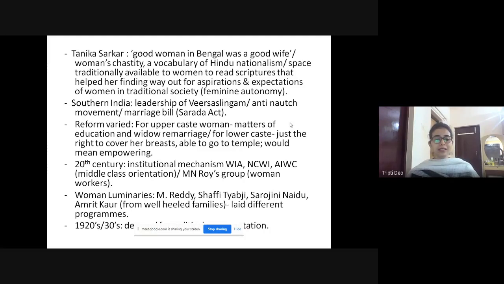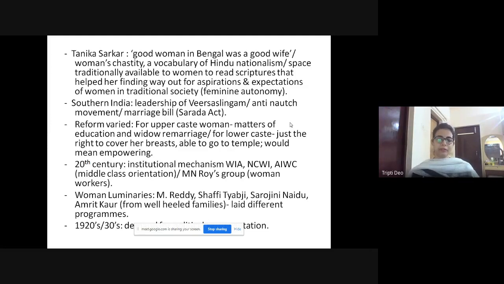For a lower caste woman, just the fact that she was allowed to cover her breasts, or was able to go to the temple, was emancipating for her. That was reform for her. That was empowering for her. So you see, there's no one-fit box for everybody. Every woman of different castes or classes has certain needs or certain expectations from society, and that gets fulfilled.